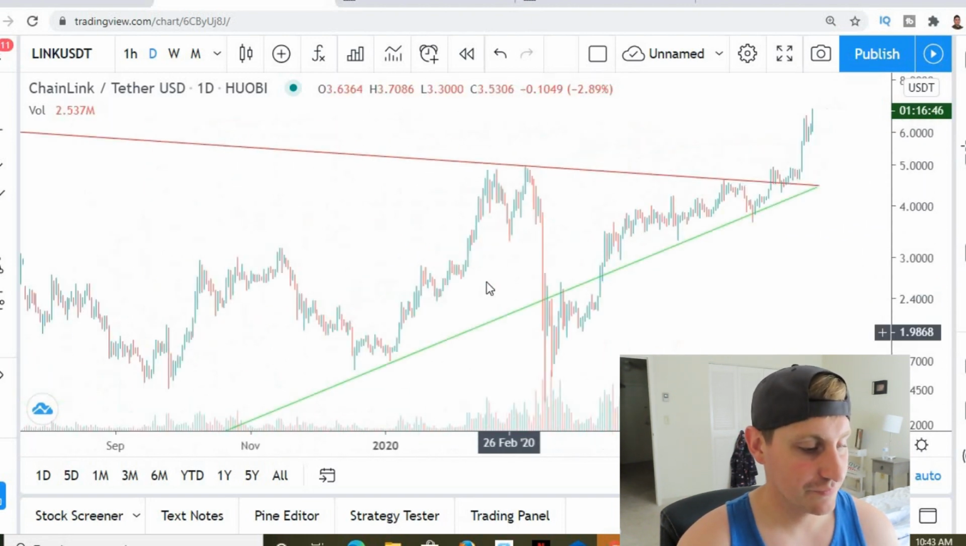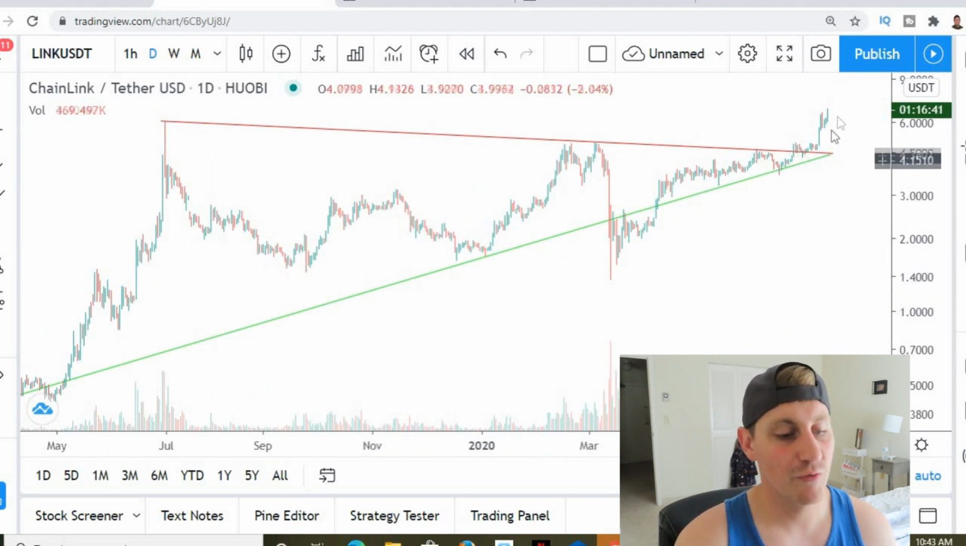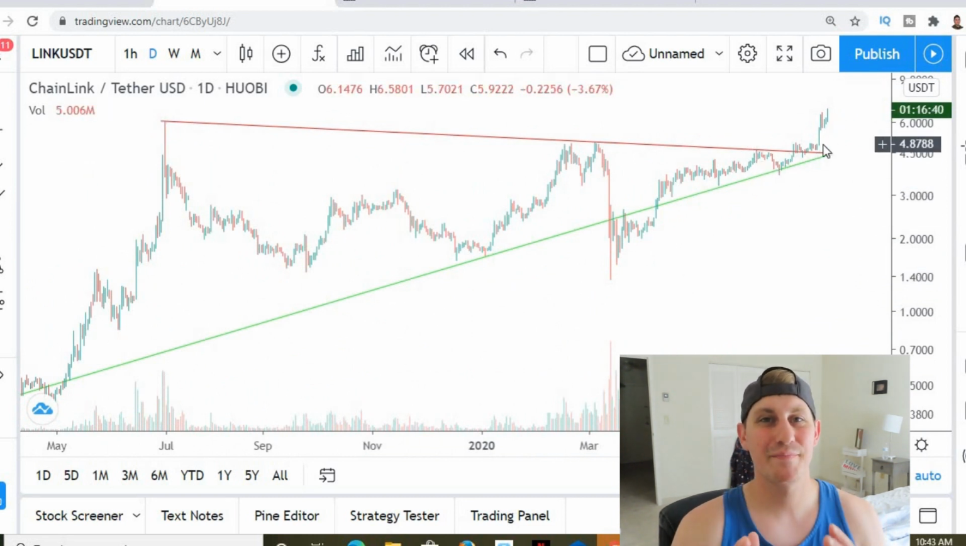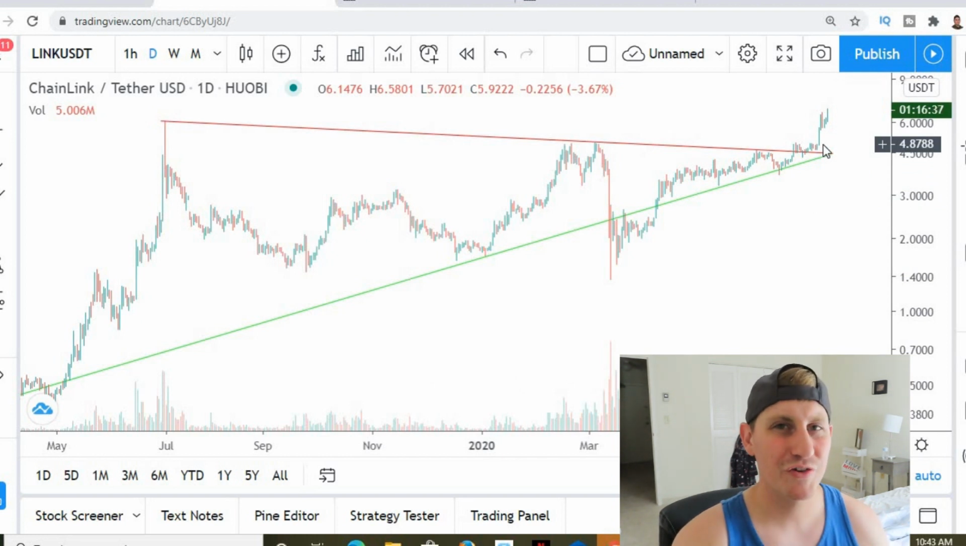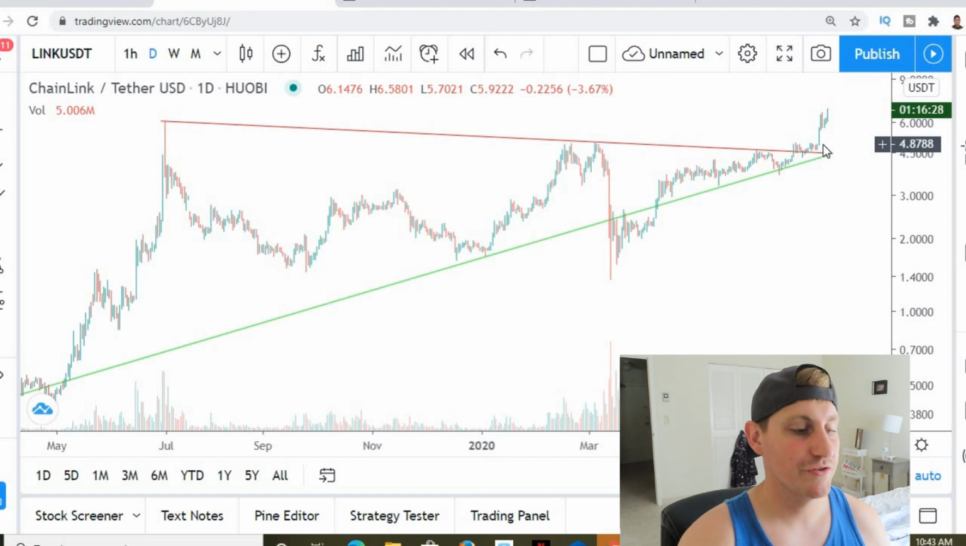run. 3 times, and all throughout here we got supported by it before breaking out almost right at the apex. This triangle played out perfectly, and I just wanted to take a look at it and see for you guys to see how technical analysis sometimes can be absolutely perfect to the T, and this time it was with Chainlink.